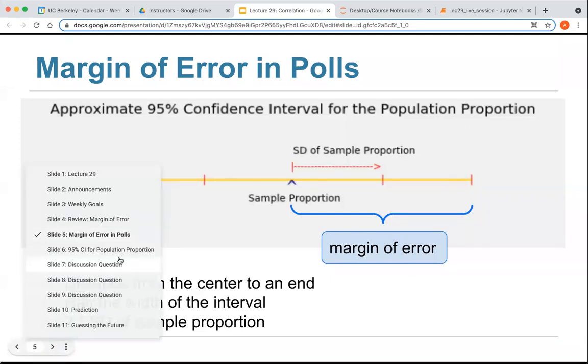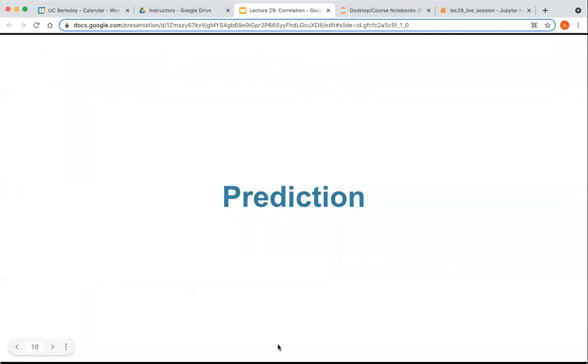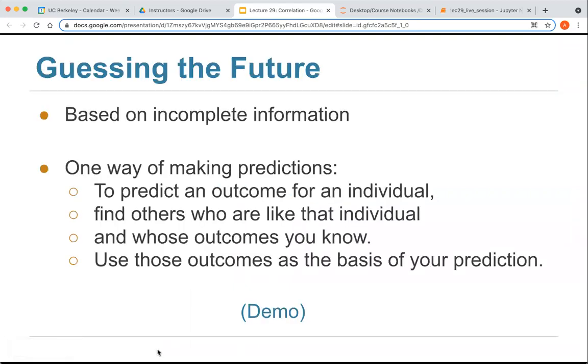Okay, why don't we move on to the main business of today, which is, well, actually, of the next several weeks, which is prediction. And I'll remind you that we have discussed this before. We are going to make a prediction, and always we have incomplete information, right? You don't know exactly everything that you need to know for the prediction.